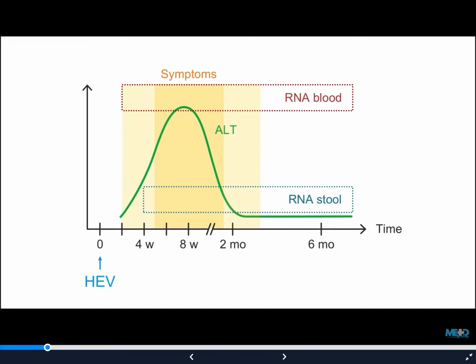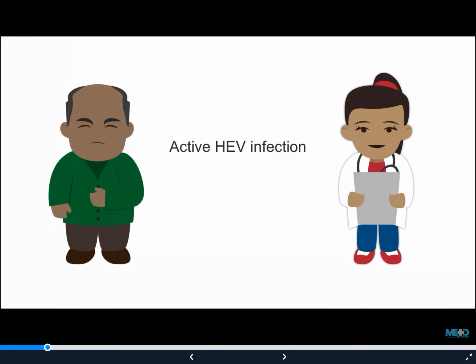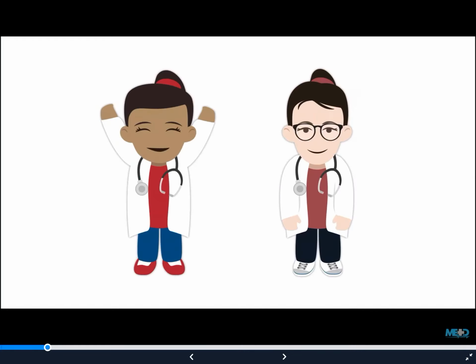His lab report shows elevated ALT levels as a sign of liver damage, but negative antibody tests. However, there is RNA detectable in his stool. Pete is suffering from an active, ongoing HEV infection. Based on the laboratory findings, we cannot determine when Pete was infected. It may have been recently or more than 6 months ago. However, it is not important to know that. What is important is that Pete gets appropriate treatment and follow-ups.